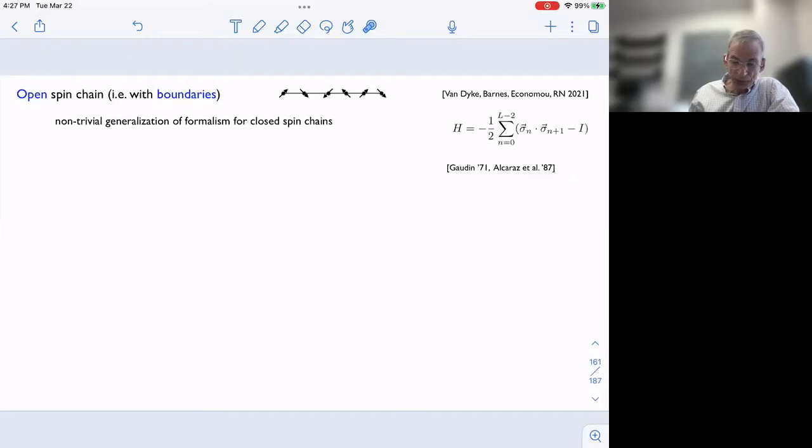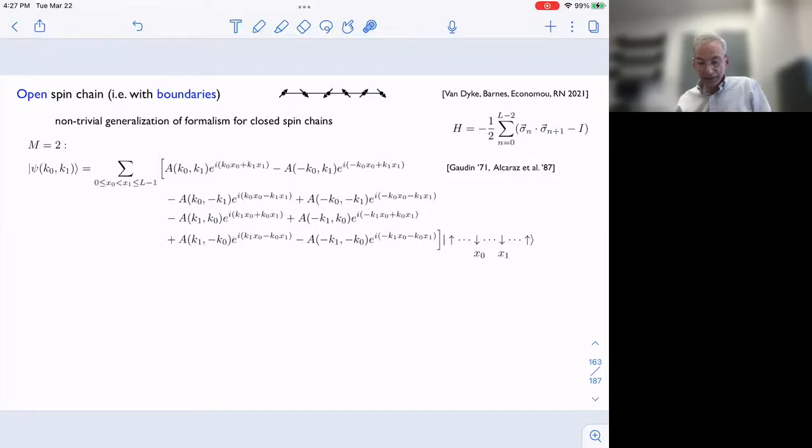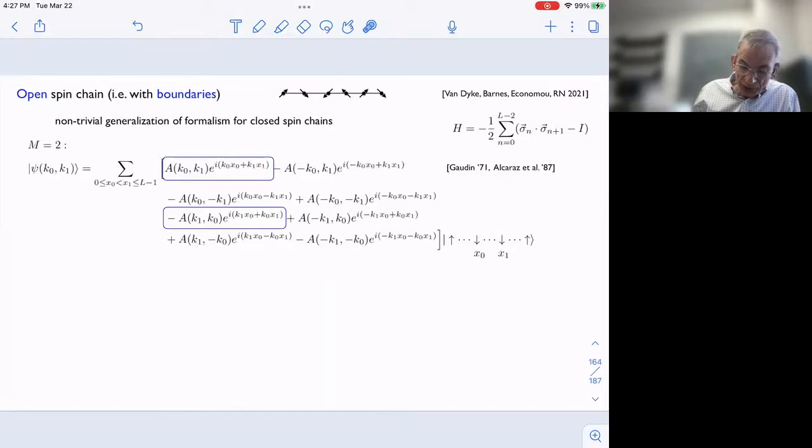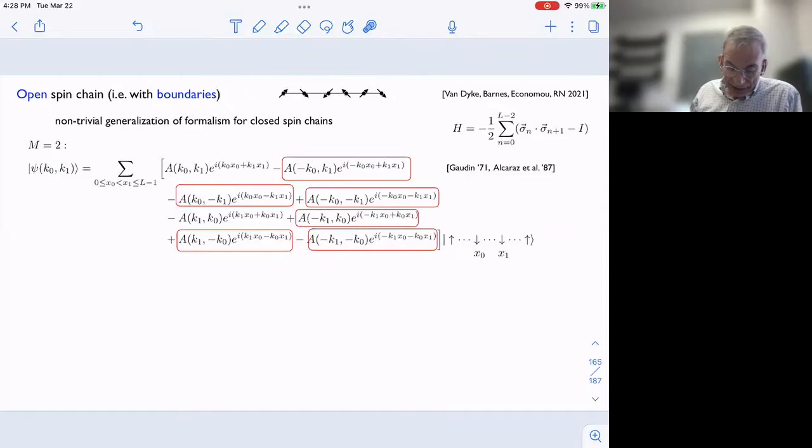And let me just illustrate the problem. If I look at the system with just two magnons, m equal two, the beta state looks rather complicated already. So you'll recognize these two terms. They were already there in the case of the periodic spin chain, okay? But you get a bunch of additional terms, these in red, and you notice what they're doing. Like if I look at this one, it's the same as this one, but I take the k0 and I send it to minus k0, both here and here. This guy I get by taking this guy and sending k1 to minus k1 here and here. Here I send both k0 and k1 to the minus, and then I have to flip the sign and so on.